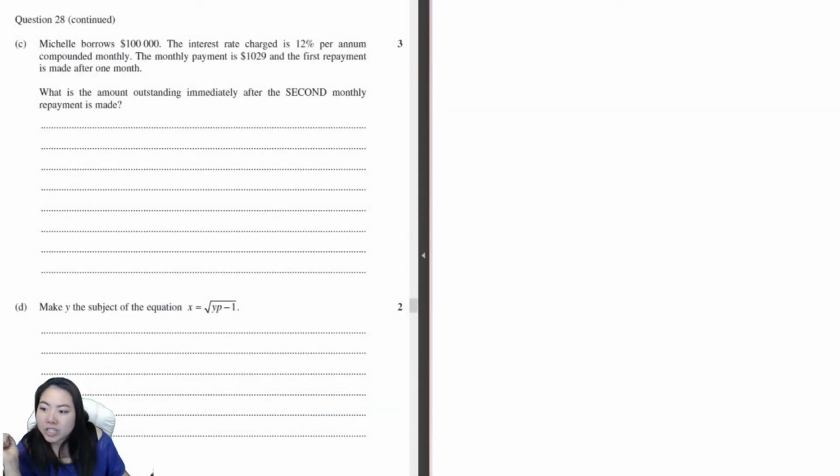Question C. Michelle borrows $100,000. The interest rate charged is 12% per annum, compounded monthly. The monthly payment is $1,029 and the first repayment is made after 1 month. What is the amount outstanding immediately after the second monthly repayment is made? Whew! Alright, let's write things down.